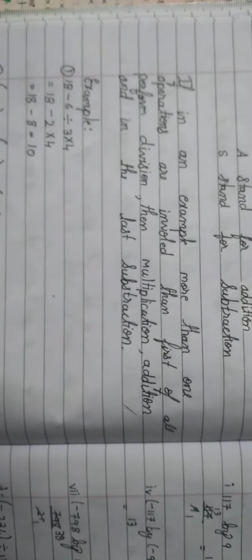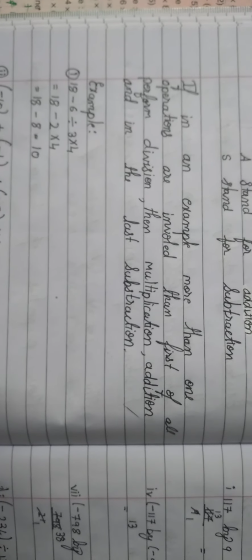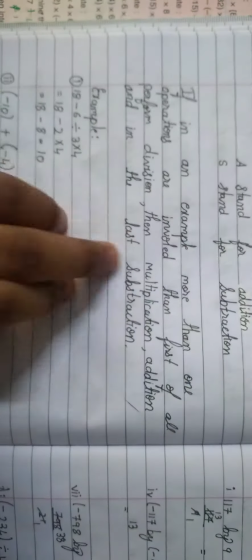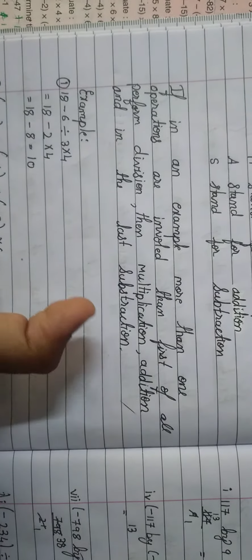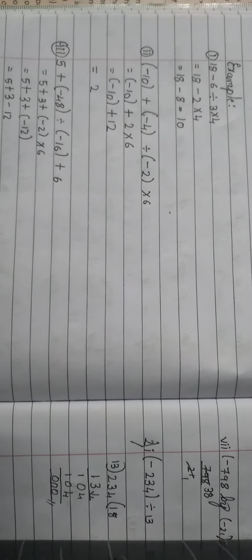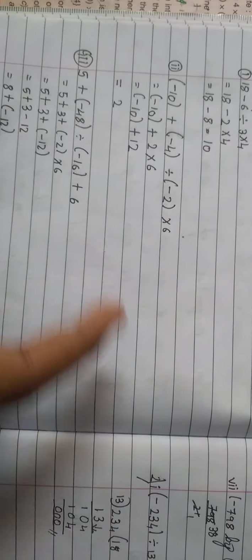So if in an example more than one operation is involved, then first of all you perform division, then multiplication, addition, subtraction. This should be row wise. Okay, DMS. DMS means what? When you are solving these types of sums, the first thing you have to remember is DMS. DMS is very, very important, because like DMS, there's also BODMAS.